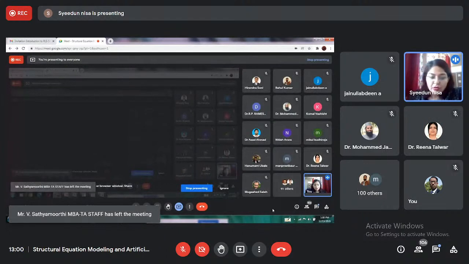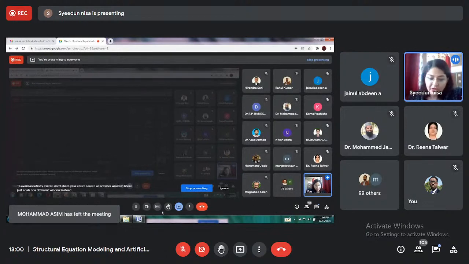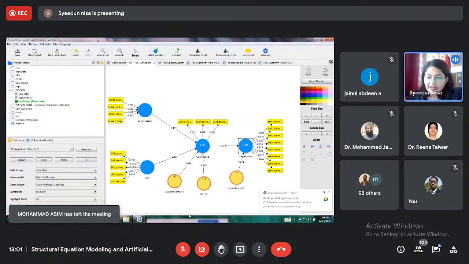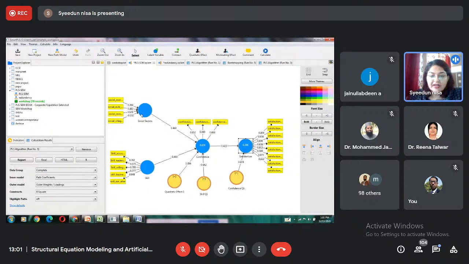Okay, so what you can do in this case, if you want to check an endogeneity problem, is you will create a Gaussian copula. A copula is about how many copulas you can create. Like here, social factor with skill we can create one copula, then social factors with confidence a second copula, then confidence with skill a third copula. Similarly with satisfaction, a fourth copula. So however many copulas you can create, you can then run it here in Smart PLS and then copy the data.